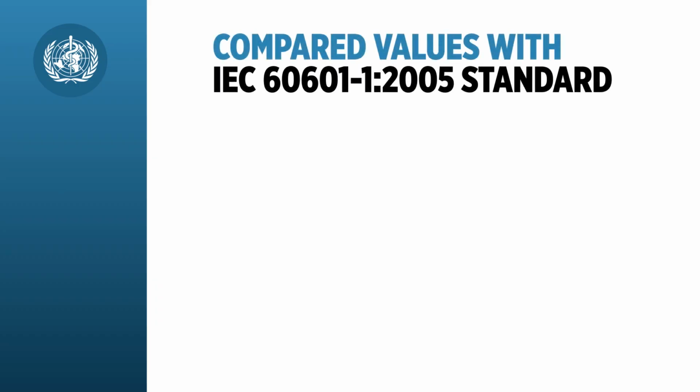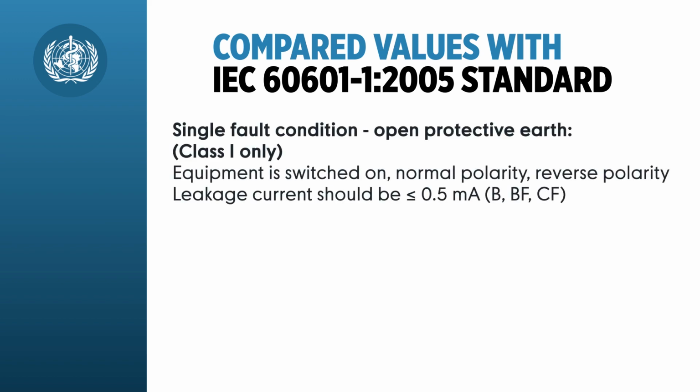Compare the measured values with the IEC 60601-1 2005 standard. Single fault condition. Open protective earth, PE, class 1 only. Equipment is switched on, normal polarity, reverse polarity. Leakage current should be less than or equal to 0.5 milliamp, B, BF, or CF.